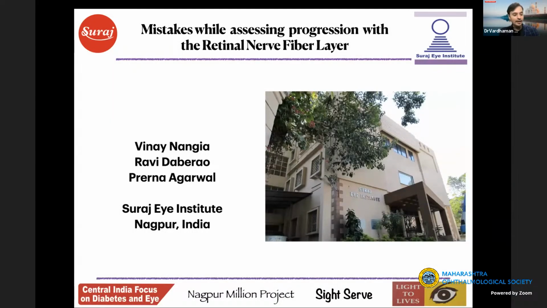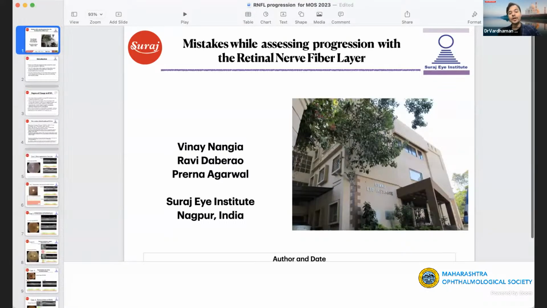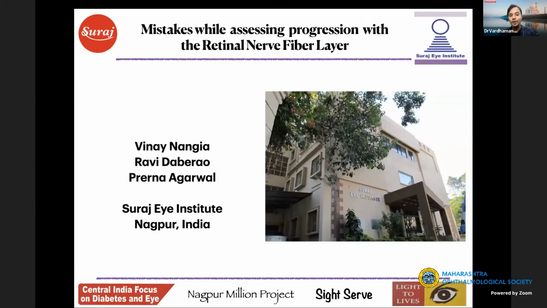As we all know, Dr. Vinay Nangia sir has been the past president of the Glaucoma Society of India. He is the founder director of Suraj Eye Institute, which is a large-scale research institute and also a postgraduate institute of training. Sir has more than 170 international publications and is a prolific researcher, trained at both Shankar Nethralaya as well as in the UK and also at Boston at Harvard University. So over to you, sir, for your talk. Thank you.